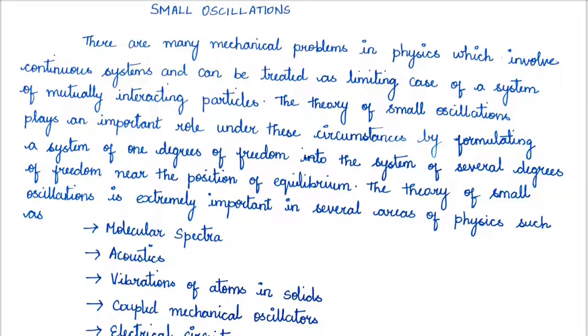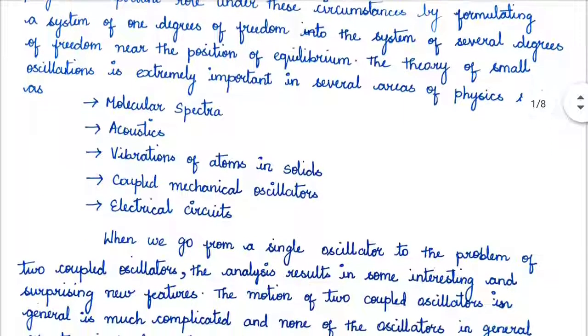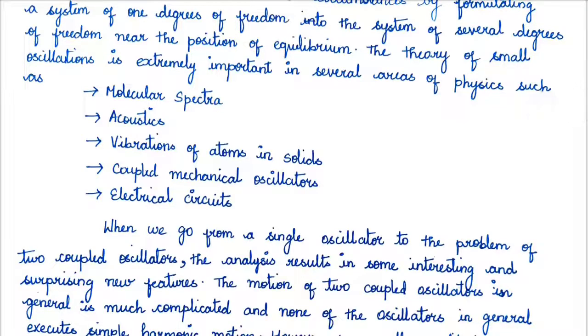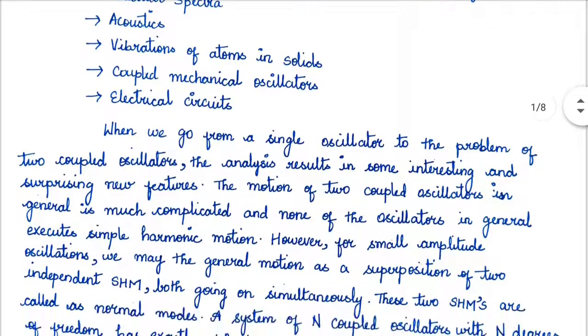Small oscillation helps by extending a system of one degree of freedom to a system of several degrees of freedom near the position of equilibrium. And we can use small oscillations in areas of physics like molecular spectra, acoustics, vibration of atoms in solids, coupled mechanical oscillators, and in solving the cases of electrical circuits.